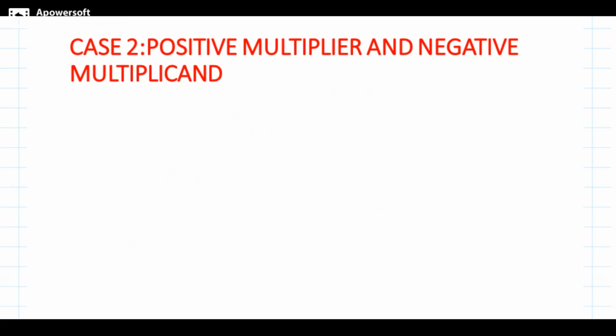So this shows we can multiply a positive multiplier and positive multiplicand using Booth algorithm. Now we'll consider case 2, that is positive multiplier and negative multiplicand. So we consider the multiplier q is positive and the multiplicand m is negative.